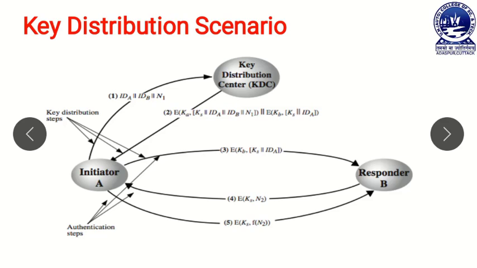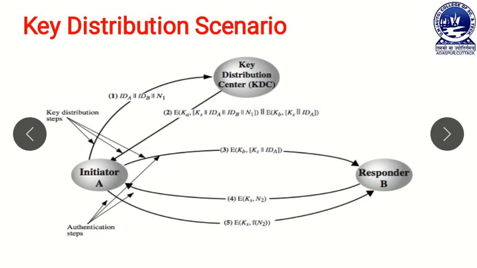Now look at here, the message is the secret key KS and another unique identifier N2. These two things are encrypted using the secret key KS and sent to the initiator A. Here, when the initiator A receives this message, it uses the same secret key KS and applies a function F to the unique identifier N2, and after that it sends it to the responder B.